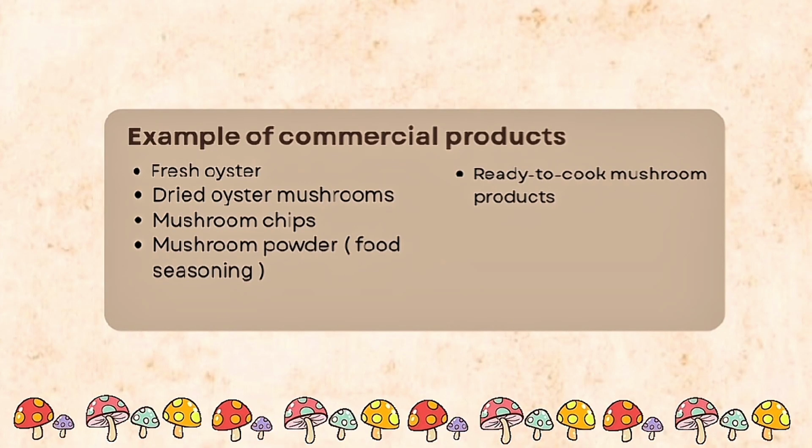And last but not least, the examples of commercialized products that can be produced from Pleurotus ostreatus. It is commercially available as fresh oyster mushrooms sold in markets and supermarkets. It is also processed into dried oyster mushrooms to extend its shelf life. Another product is mushroom chips, which are a popular crispy snack. In addition, mushroom powder is produced and used as a food seasoning to enhance flavor while cooking. And lastly, it is also available as ready-to-cook products where the mushrooms are pre-cleaned, cut, and sometimes pre-seasoned for convenience, making it easier and faster for consumers to prepare meals.